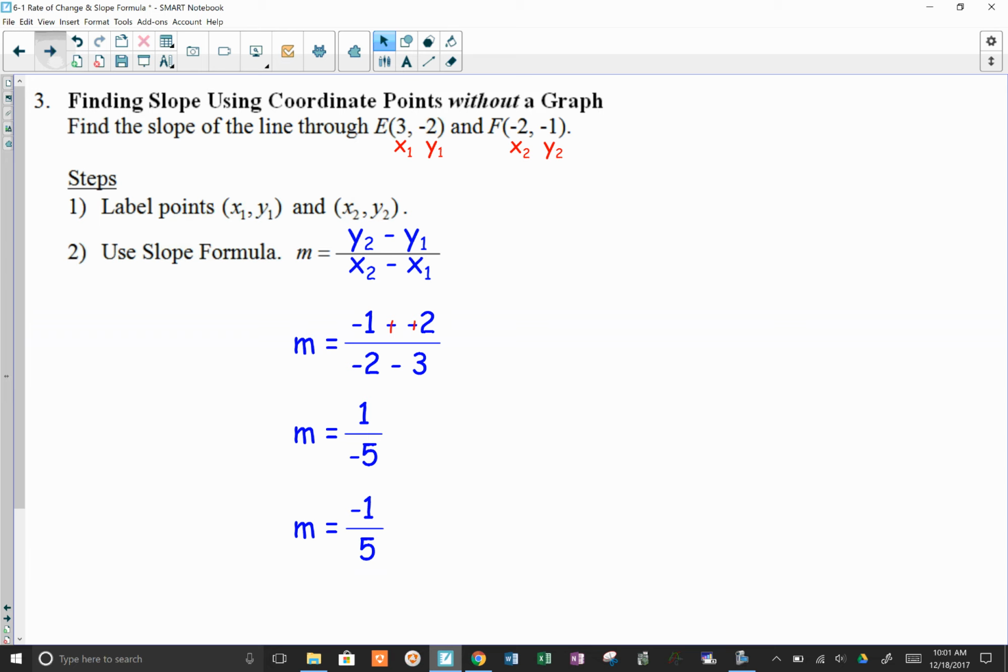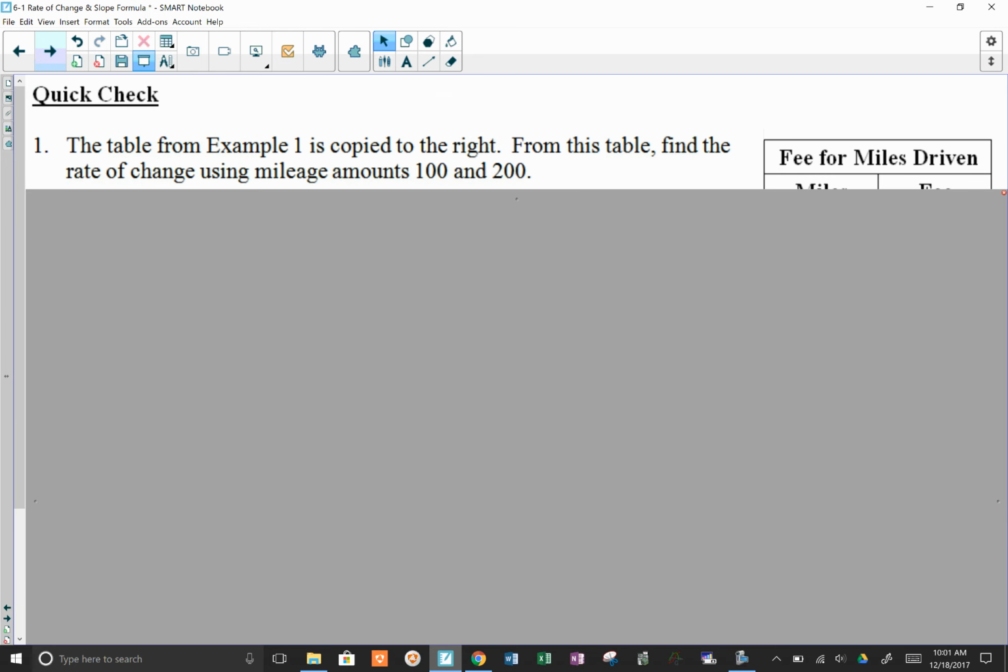So now what I'd like you to do is either, if you need to, rewind the video, rewatch some of the examples, look back in your notes, or if you feel like you know what you're doing, without either of those, try these quick check problems, complete all of them, pause the video while you're working on them, and then once you've finished all of them, play this video and check and see how you did.